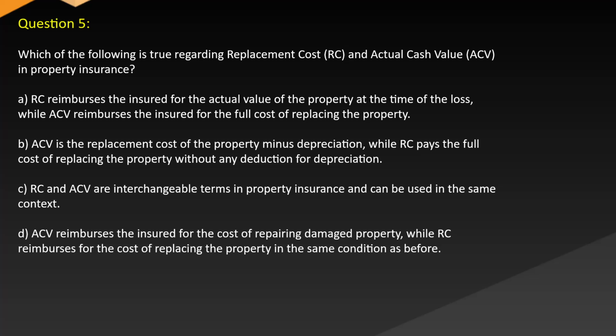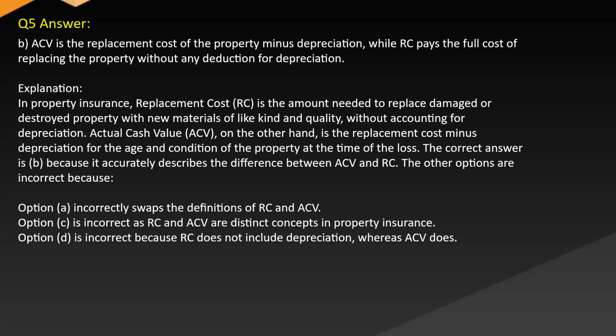C. RC and ACV are interchangeable terms in property insurance and can be used in the same context. D. ACV reimburses the insured for the cost of repairing damaged property, while RC reimburses for the cost of replacing the property in the same condition as before. Answer: B. ACV is the replacement cost of the property minus depreciation, while RC pays the full cost of replacing the property without any deduction for depreciation.